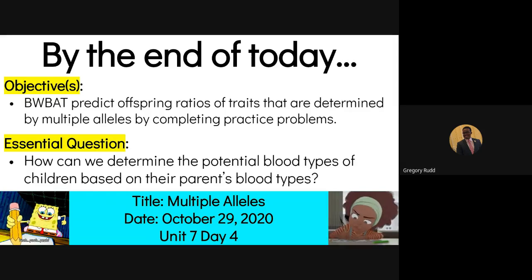We've also established a policy of taking strong, accurate, efficient, and effective notes. So to practice good organizational skills, we do encourage you to be sure to write down what you're seeing on the screen, starting with this first slide about the title of the lesson, the date of today's lesson, and the fact that it is Unit 7, Day 4. So the title of today's lesson is Multiple Alleles. That's that hard word. It's difficult to pronounce a little bit. The date is October 29th, 2020, and it is Unit 7, Day 4.